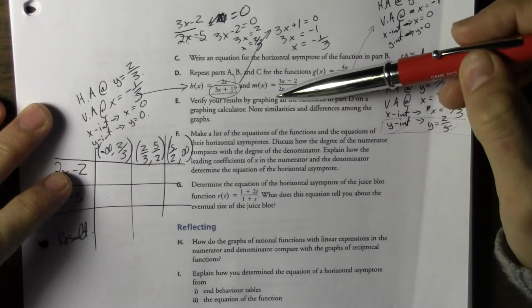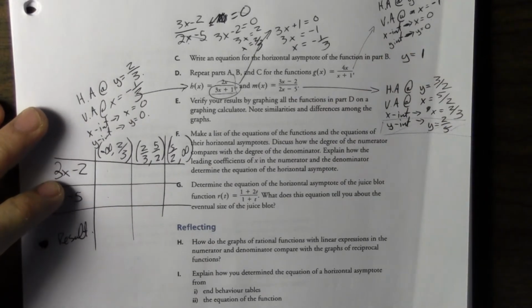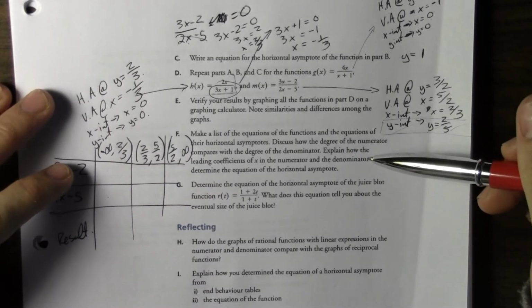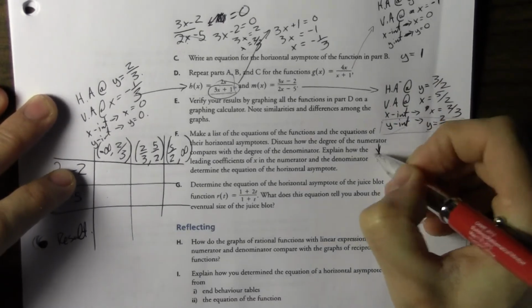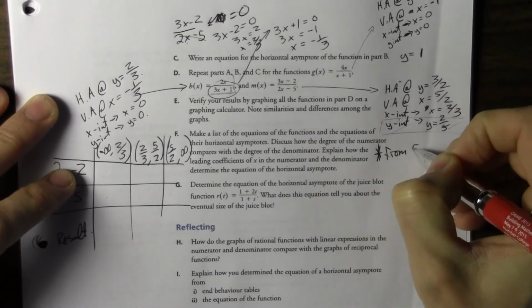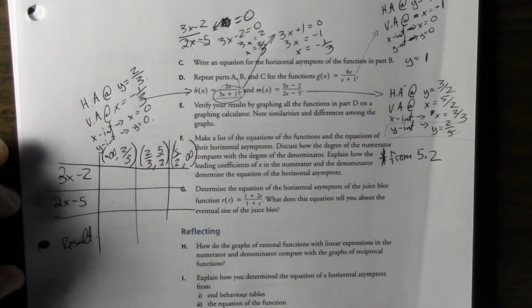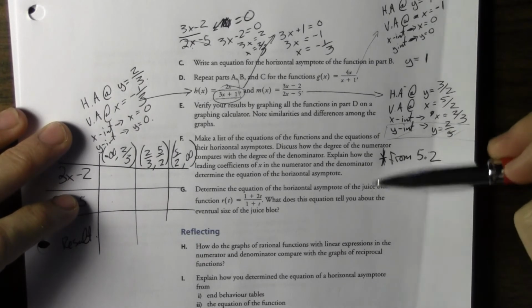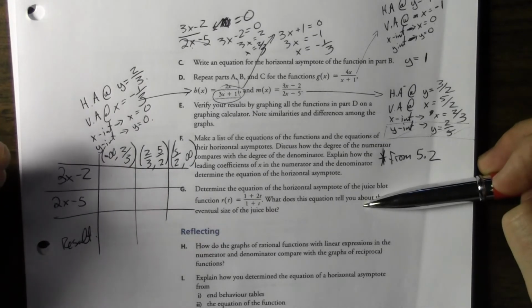Okay, next one. Verify your results by graphing, noting similarities. Make a list of equations of the functions and the equations of their horizontal asymptotes. Discuss how the degree of the numerator compares with the degree of the denominator. Explain how the leading coefficients. So this is from 5.2, right? We already made that conclusion. So it's just a review. So we know if the numerator and the denominator have the same degree, you need to divide the coefficients to find out where the horizontal asymptote is.